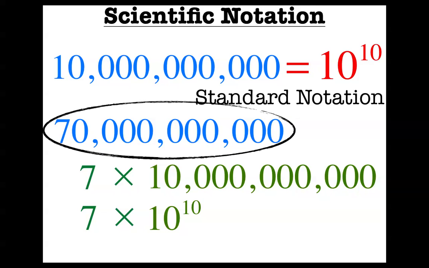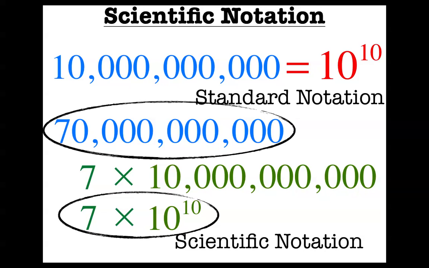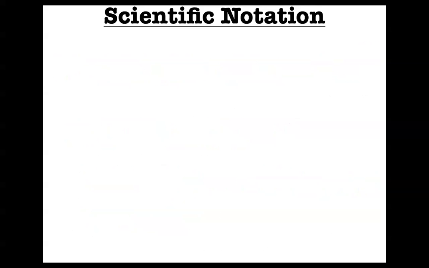Okay, the standard way to write 70 billion is a 7 with 10 zeros behind it. Scientific notation is an abbreviation. It's a shorter version, but it still means the same thing.